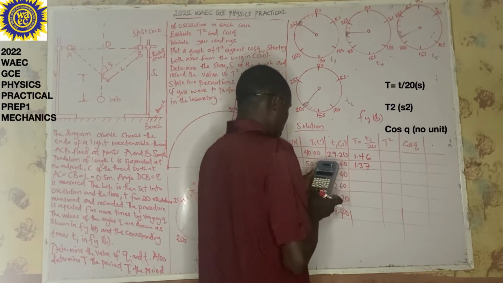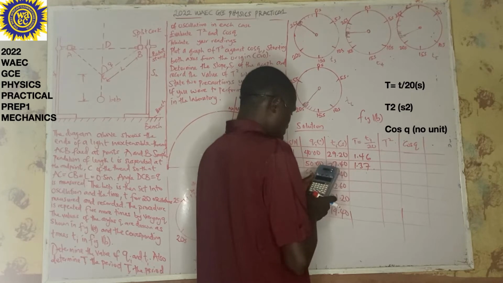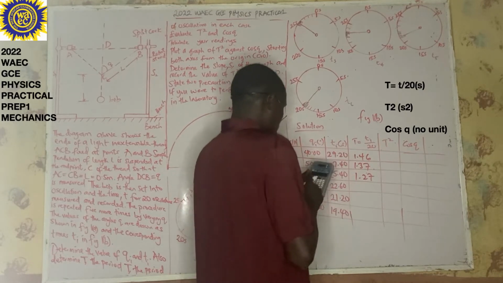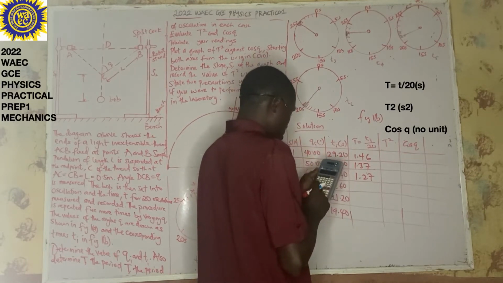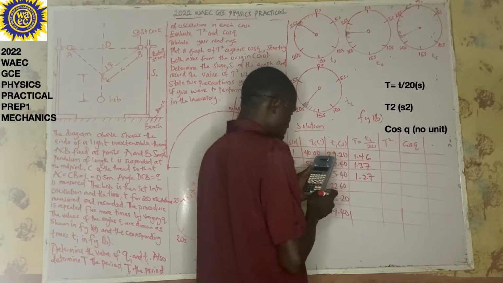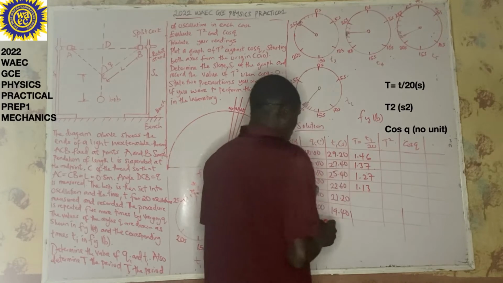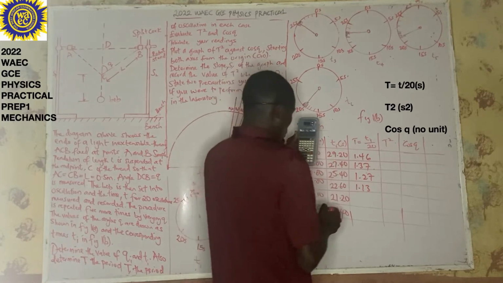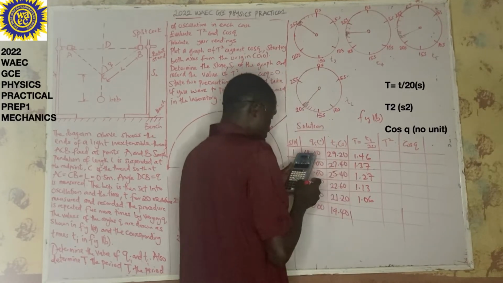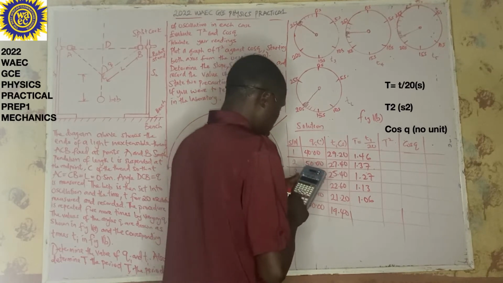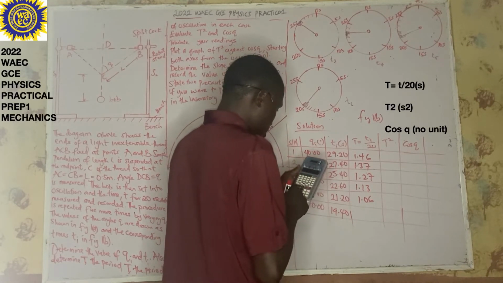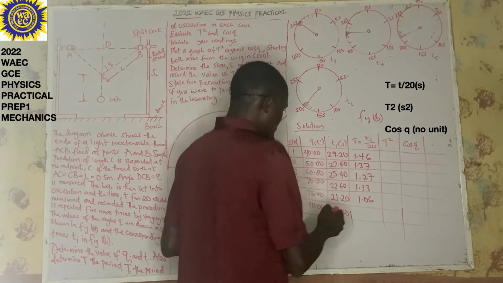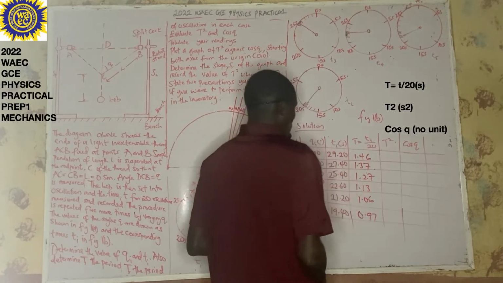25.40 divided by 20 is 1.27. 22.6 divided by 20 is 1.13. 21.20 divided by 20 is 1.06. Then 19.40 divided by 20 is 0.97. So that's that about that one.